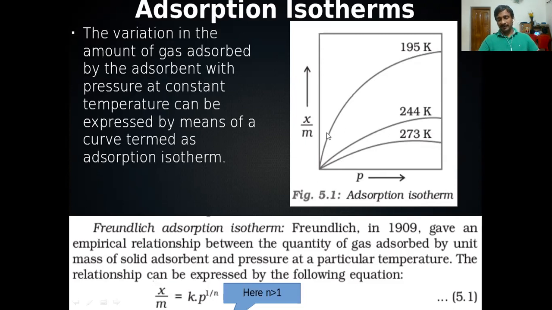If the graph is a straight line, what is the meaning? X by m is proportional to p, isn't it? Here, when the pressure is very low, in this part of the graph you can see it is almost a straight line. If it is a straight line, what is the meaning? X by m is directly proportional to p.